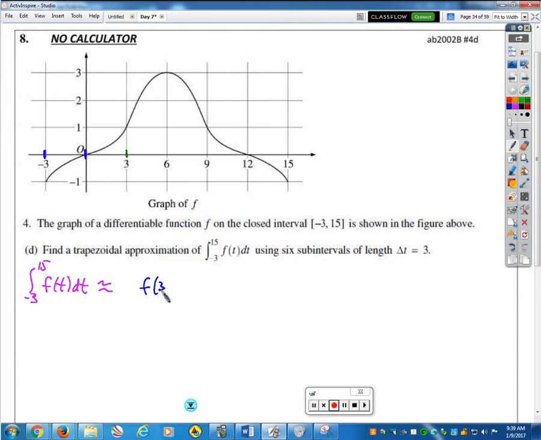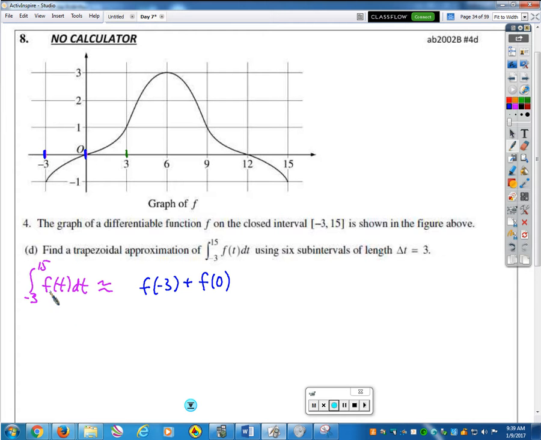I'm going to add that to f of 0. Oh, thank you. Somebody noticed the mistake? So f of -3 plus f of 0. Okay, everyone look at the board.